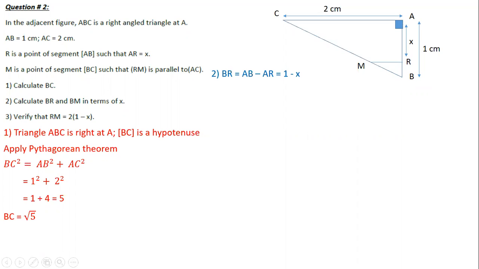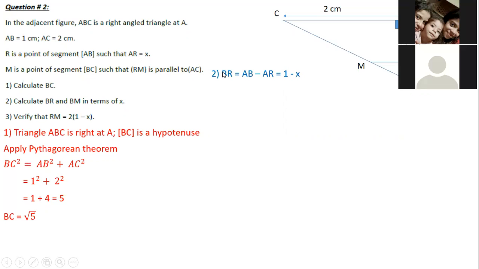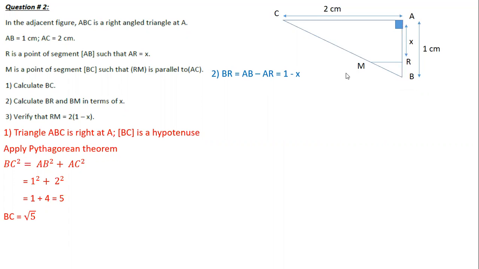So we say BR is equal to AB minus AR. Of course AB is 1 and AR was given as X. So we calculated BR in terms of X. BR is equal to 1 minus X. Thank you, Mahdi.